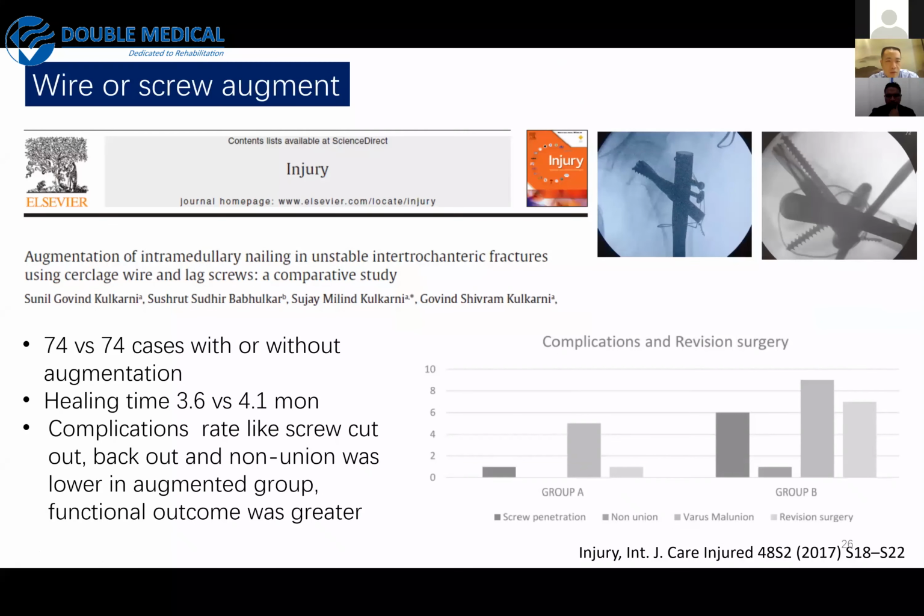But how about the augmented clinical result? This is a comparative study. There are 74 versus 70 cases with or without augmentation. After augmentation, you have a sooner healing time, 3.6 versus 4.1 months, and also the complication rates like screw cutout or backout and non-union were lower in the augmented group.